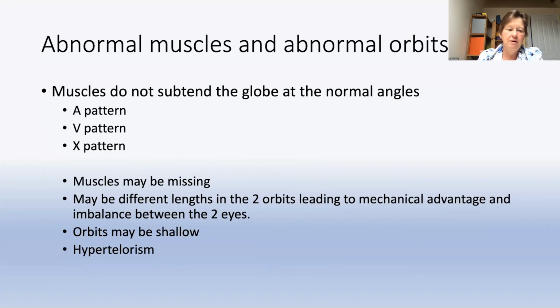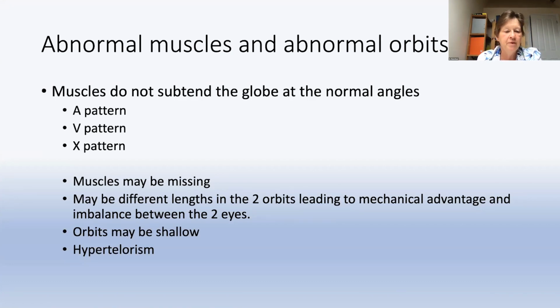So these muscles themselves may be abnormal and the orbits may be abnormal. They do not subtend the globe at normal angles, and they give a wide variation of pattern: A pattern, V pattern, X pattern. As I said before, the muscles themselves might be missing, and you need to know whether they're missing. Otherwise, you start your surgery expecting to transpose a lateral rectus and find, guess what, the lateral rectus isn't there.